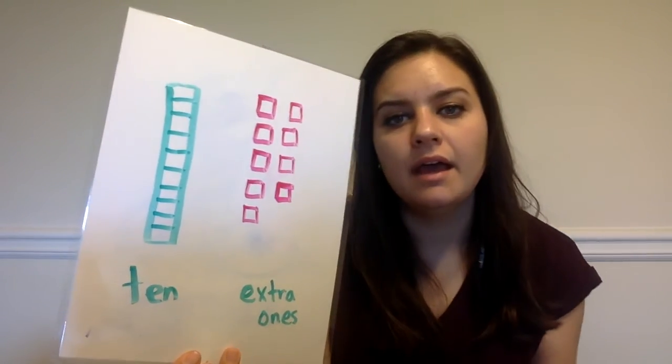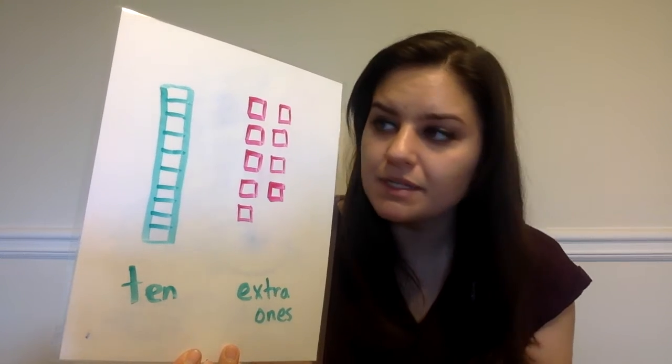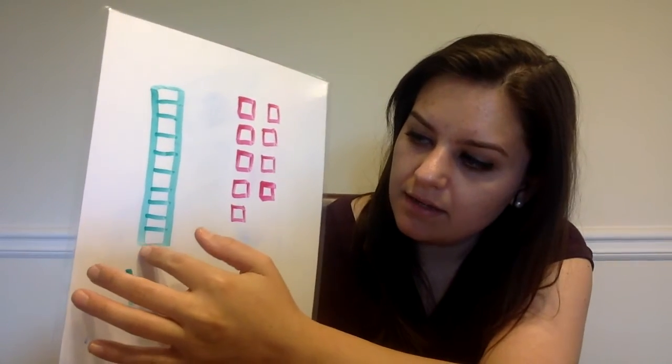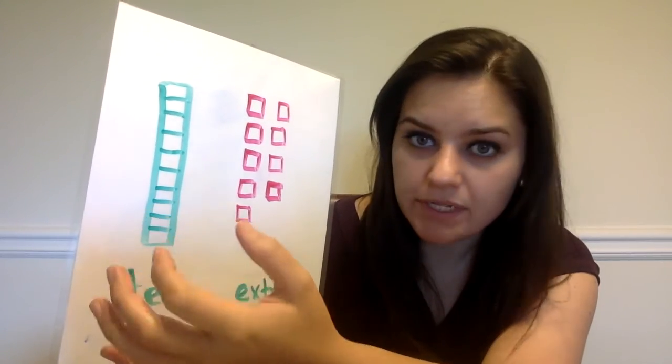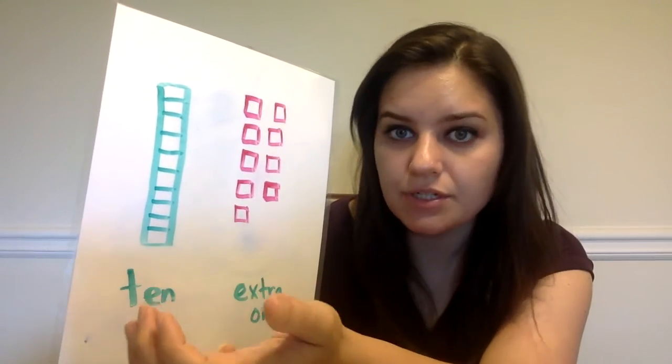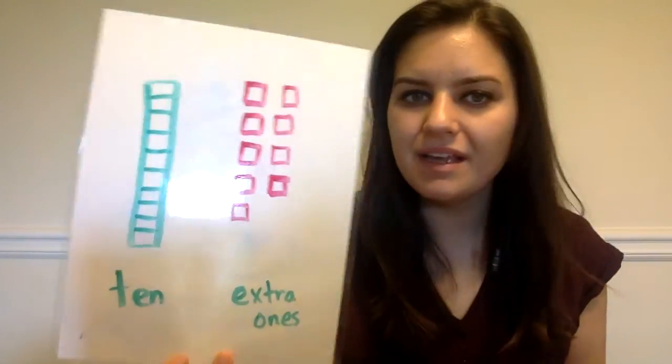So when you use the 10 rods and ones cubes to show the different numbers, you'll see that the 10 rod is always going to be a group of 10, and then you can add or take away any of the ones cubes to show your different teen number in this picture format.